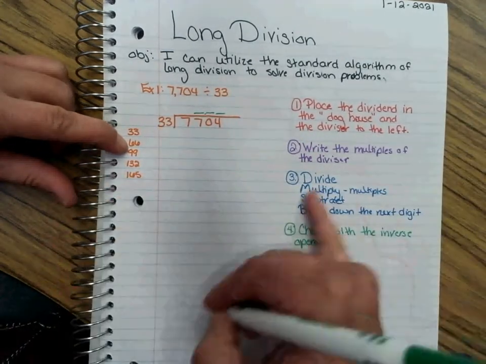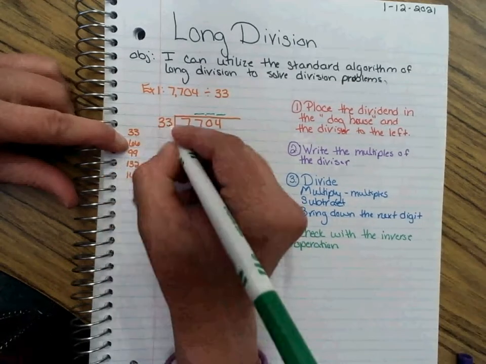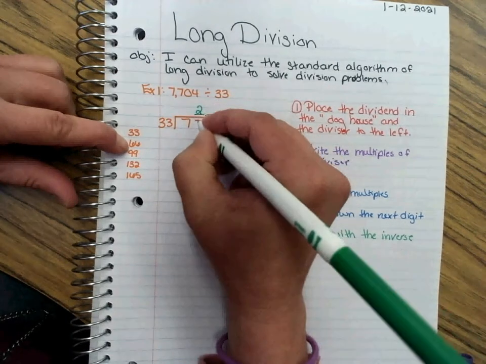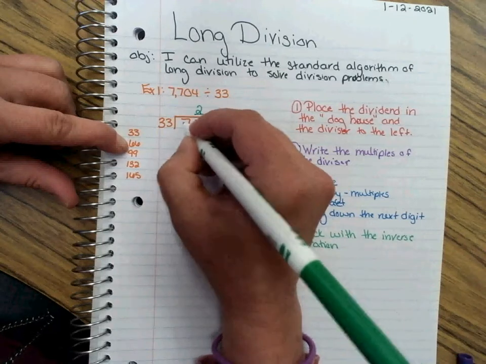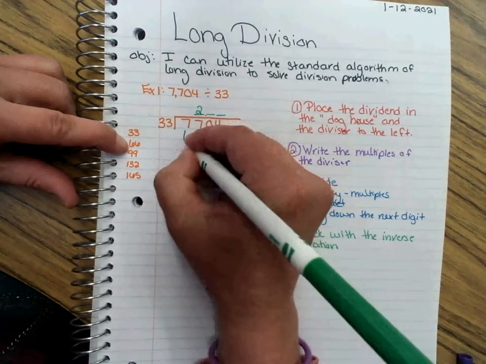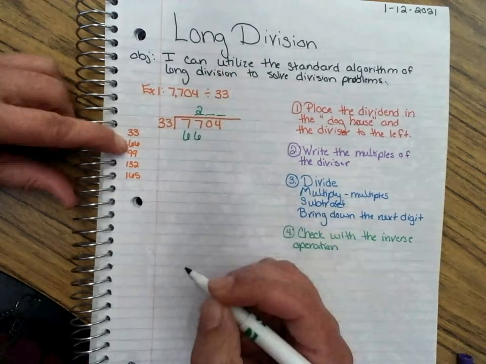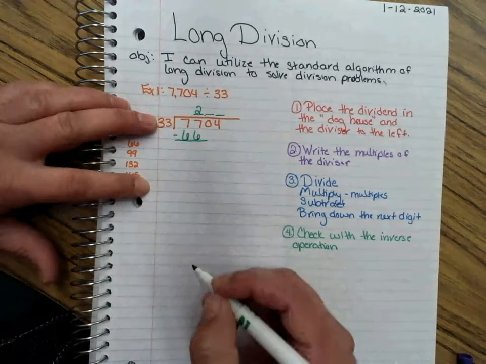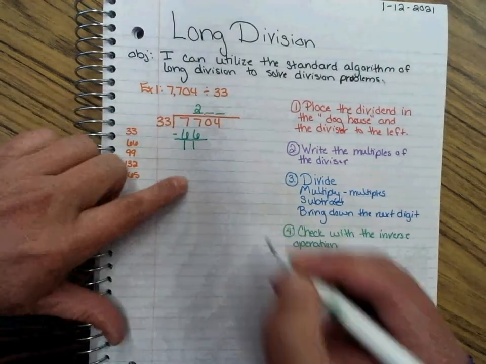So I've divided. Okay. I wrote my multiples. I'm in step 3. I'm going to spend some time in step 3 before we go to step 4. So 33 goes into 77 2 times. I make sure that 2 is directly over the place that I am working in. So it's 77. 33 times 2 is 66. Okay, so I'm working right there. I subtract. I get 11.